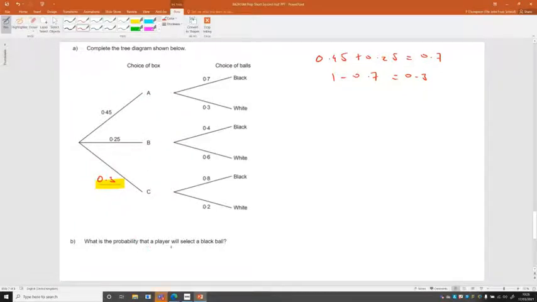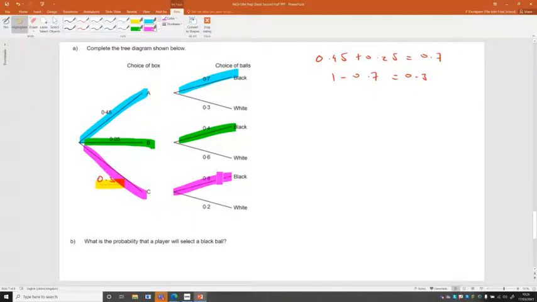So what are the chances the player will select a black ball? Let's think about how many branches work for the player selecting a black ball. Definitely this one: box A and a black ball. Next one, no, because that's a white ball. But box B and black, that counts as a black ball. And also box C and black as well. Remember, how do you get the answers at the end of each branch? You multiply. So this first branch, you do 0.45 times 0.7, which gives me 0.315.